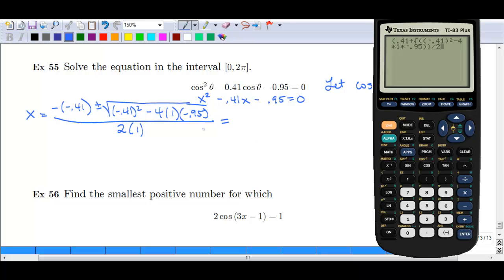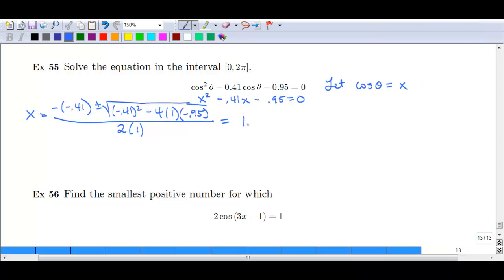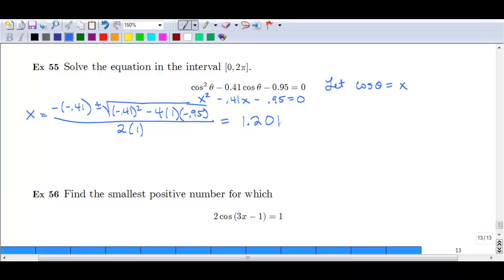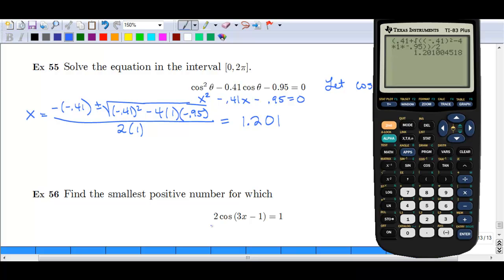And you could put times 1 there, but we really don't have to right now. And we're going to hit enter, and we end up with 1.2. So this is one of our answers, so let's write that down. We can take it out a few more decimal places, 1.201. And then, again, the nice feature of this calculator is if you hit second entry, you get the same thing.